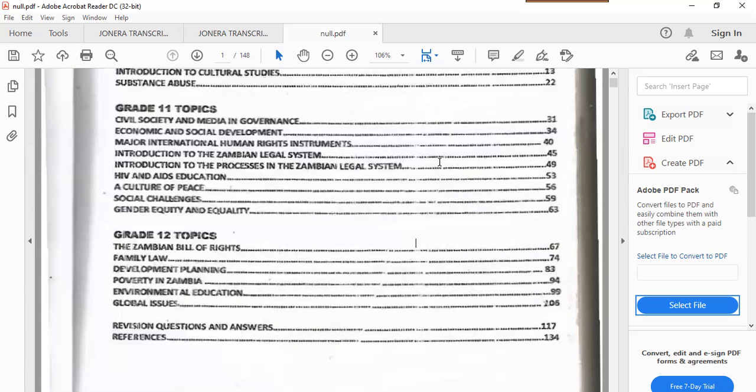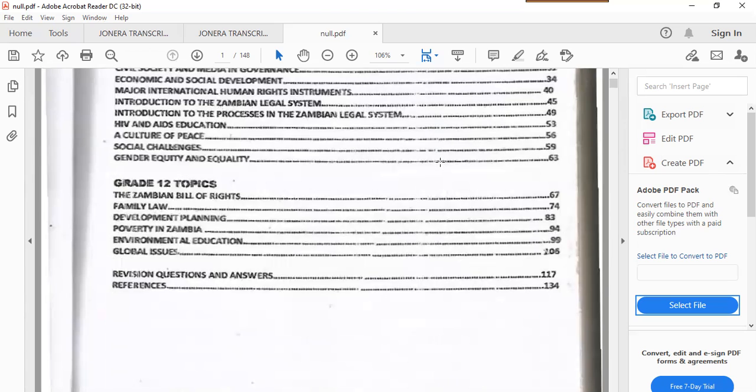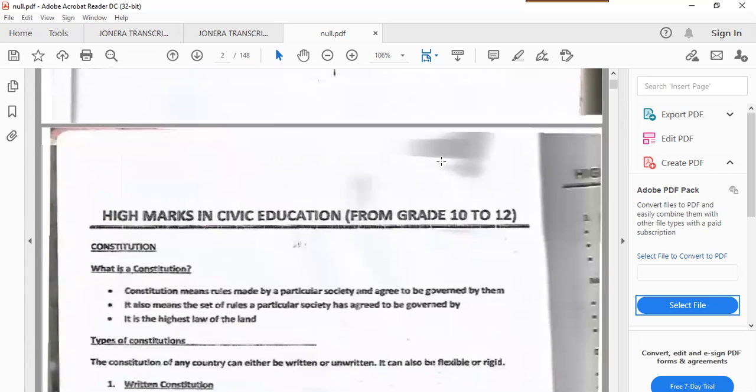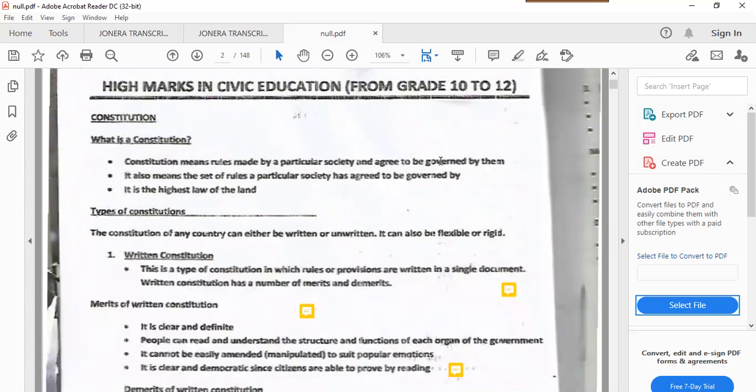All right. So you can see that we do have a lot of topics to cover in civic education. Grade 10 work, grade 11 work, civil society, media governance, Zambia Bill of Rights, family law. We do have a lot of things to cover. I'm hoping by July, we should at least finish 90% of all the topics so that for the remaining amount of time, we can just focus on past paper revision.